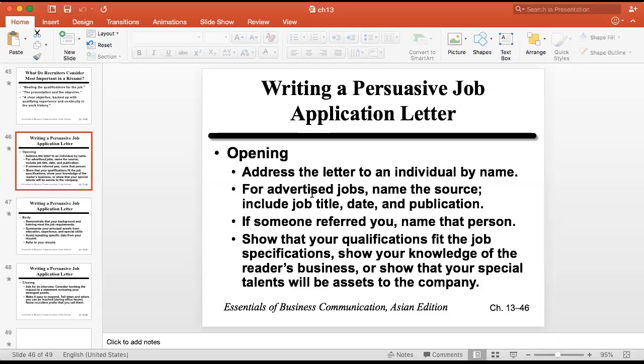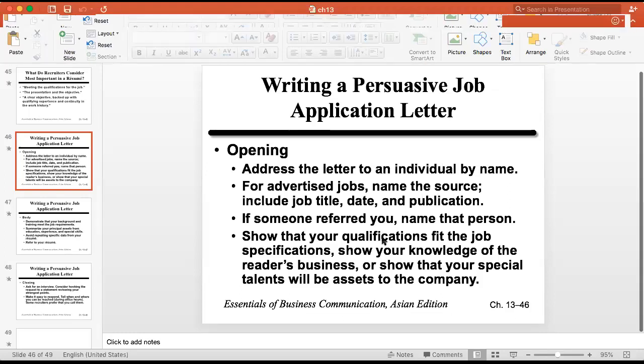Okay. For an advertised job, name the source, name where you saw this. Okay. Include job title, date, and publication. So the jobs that I have given you were advertised, one in the Dawn, and the other in the news, and they were advertised on 20 July 2020. Okay, so one job title is lecturer IT, lecturer in IT or lecturer in CS, and the other is data analyst.